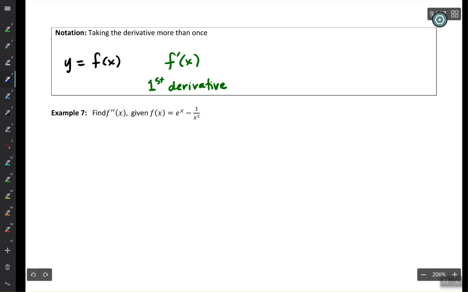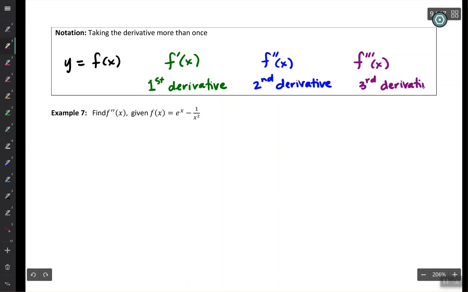I can take a derivative again. f double prime of x. That's how you read that. That would be your second derivative. And so on. Now I could take 3 derivatives. f triple prime. Third derivative. For the fourth derivative, we stop writing little lines there, and we just write the number 4.